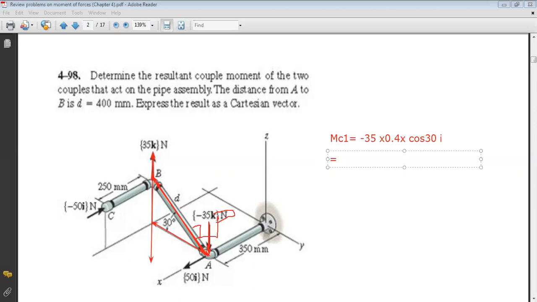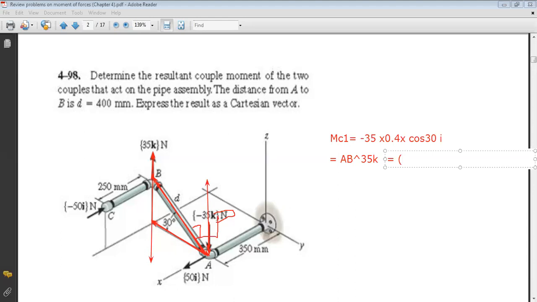So it's AB vectorial 35k. Now, what is AB vector? AB vector has two components. It can be divided into a component along J in the negative direction and a component along Z in the positive direction.